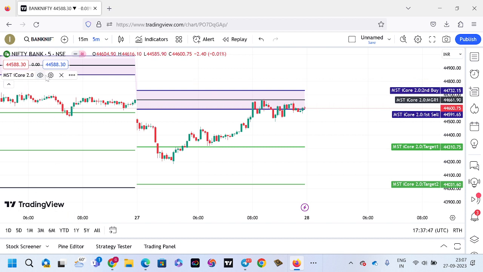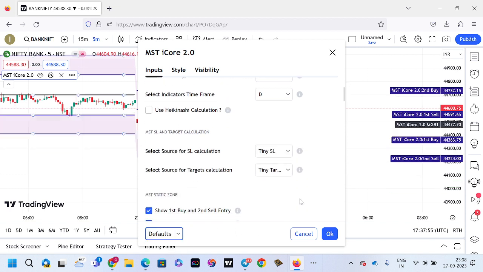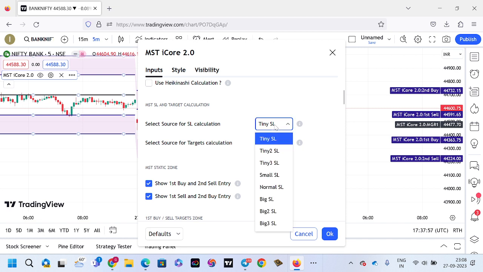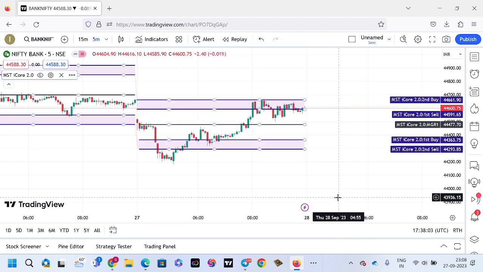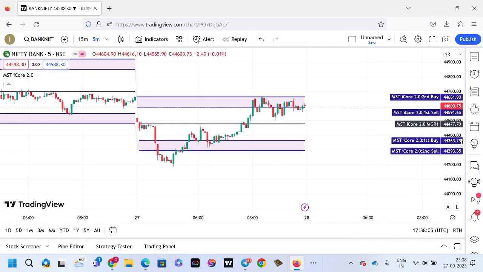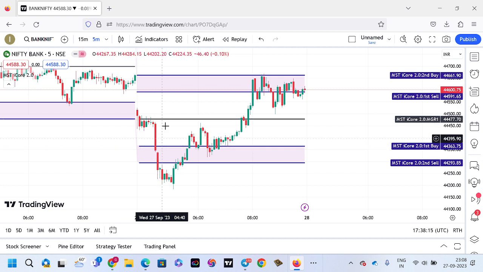Now what we are supposed to do: once the market has opened, come to the settings part and do reset settings. After that, if you are trading Bank Nifty, you are supposed to keep tiny 2 stop loss and tiny 2 target. Clear? If buy activated, there is no sell. If sell activated, there is no buy until a sell hit. See here, the market has opened, it has come to our zone, immediately buy activated, but target has not given.